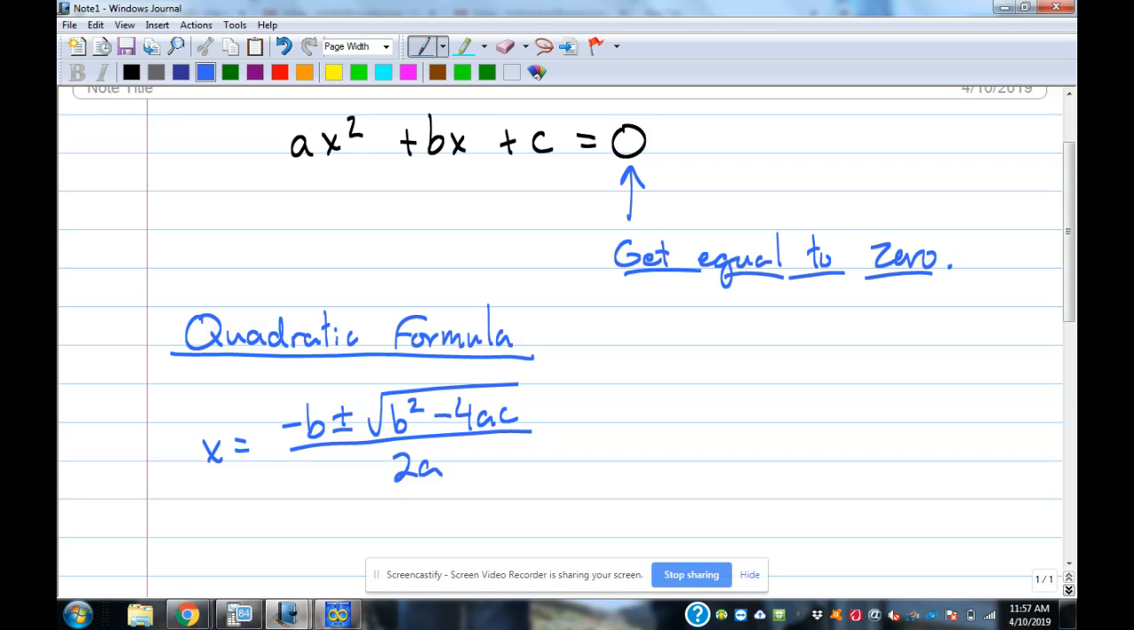X equals negative b plus or minus radical b squared minus 4ac divided by 2a. X equals negative b plus or minus radical b squared minus 4ac divided by 2a.